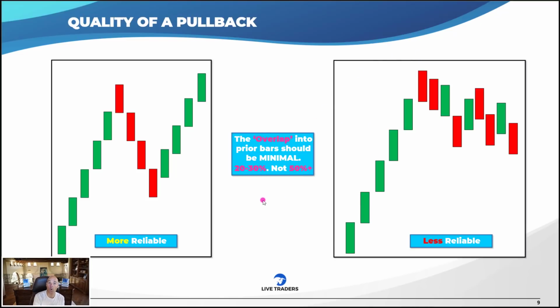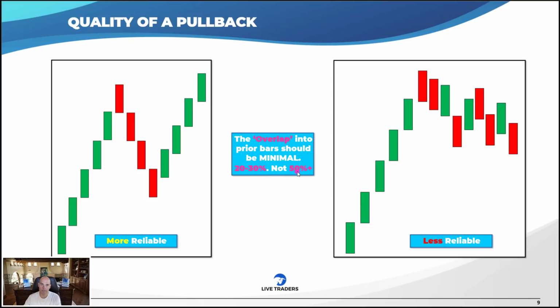Now we're going to talk about overlap. So we've talked about level of retracement, 50%. We've talked about angle of retracement, 30 to 40%, 30 to 45%. Now we're going to talk about quality of pullback. Okay, so now take a look on the left, take a look on the right. The overlap into prior bars should be minimal. Okay, 20 to 30%, not 50%.